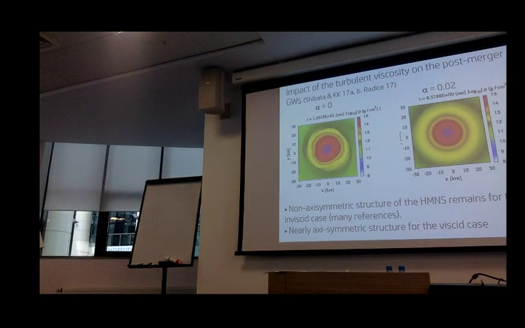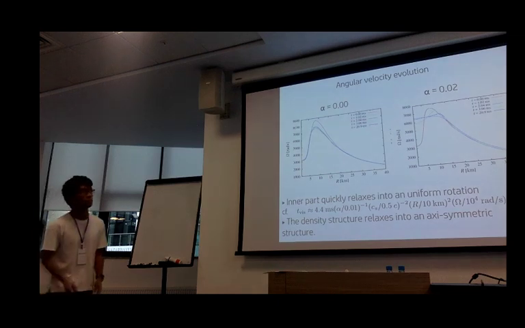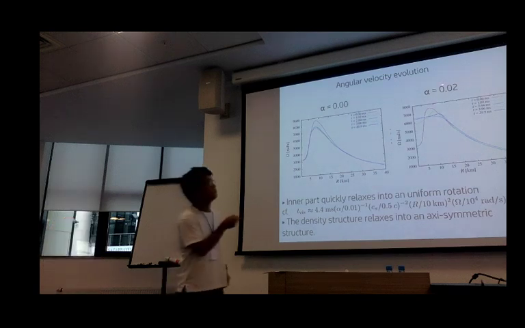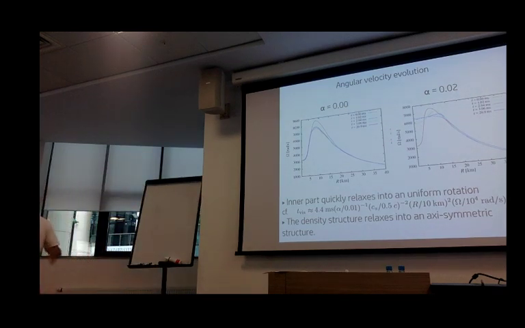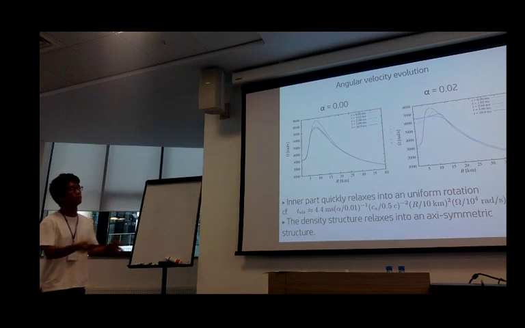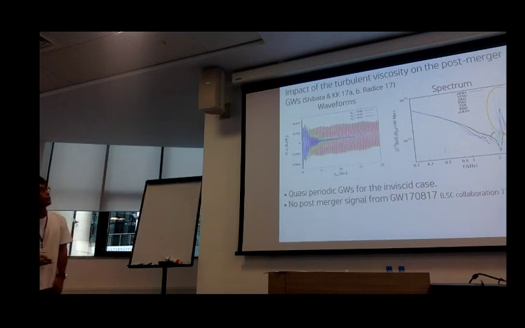Okay. Here is the evolution of the angular velocity on the orbital plane for the implicit case and for the viscous case, and different color means a different time snapshot. In the viscous case, you can see that the inner part quickly approaches uniform rotation because of the angular momentum transport. Then the system relaxes to quasi-axisymmetric structures.